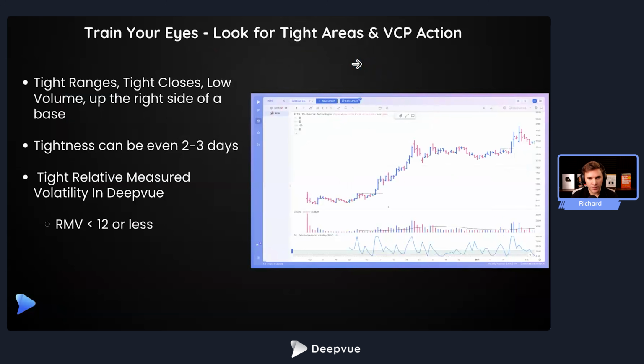All right, so we've talked about what it is. Let's go ahead and actually help train our eyes here. So train your eyes, look for tight areas of VCP action, look for tight ranges, tight closes, low volume up the right-hand side of a base. Tightness can be even 2 to 3 days.